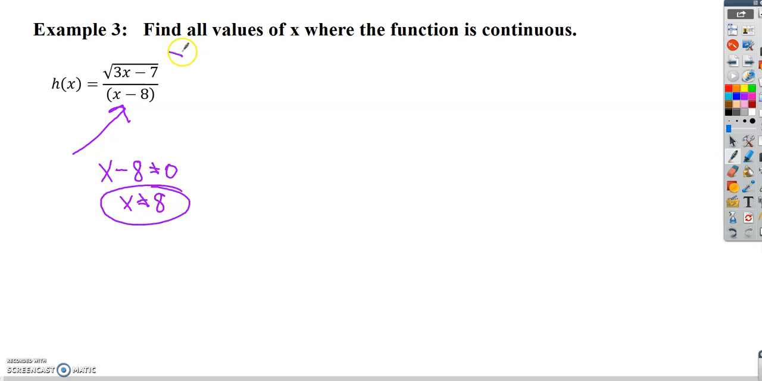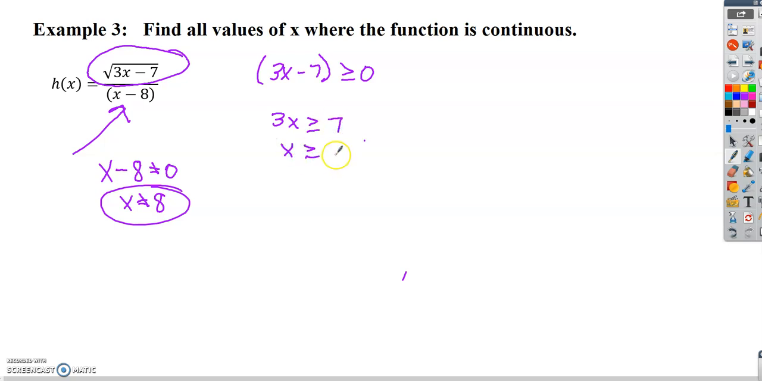But this graph also has an issue with the top, which if you haven't already noticed from the previous problem sets, you can't take the square root of a negative, right? So we need whatever is under that square root to come out greater than or equal to 0, because it needs to be something that's not negative. So I can solve this inequality. x has to be greater than or equal to 7/3.